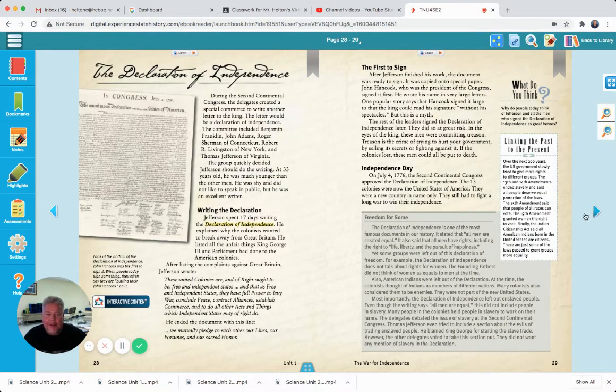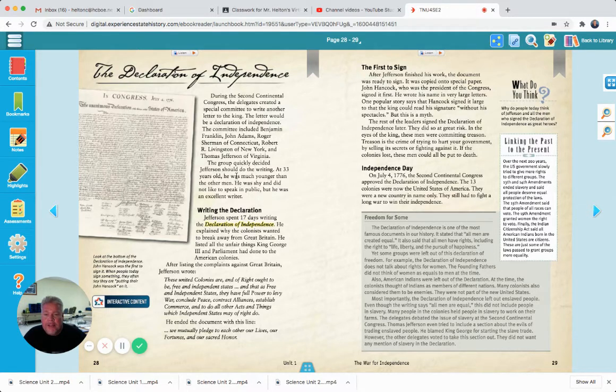All right, this page is all about the Declaration of Independence. During the Second Continental Congress, the delegates created a special committee to write another letter to the king. The letter would be a Declaration of Independence. The committee included big names. You've heard these names: Benjamin Franklin, John Adams, maybe not Roger Sherman of Connecticut, Robert R. Livingston of New York, and Thomas Jefferson of Virginia.